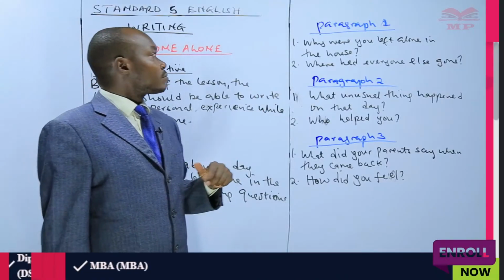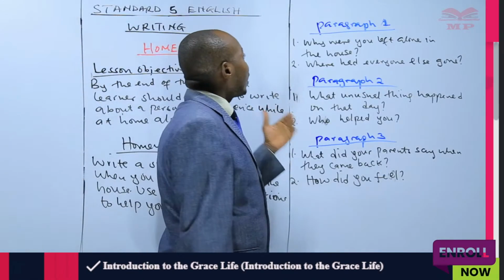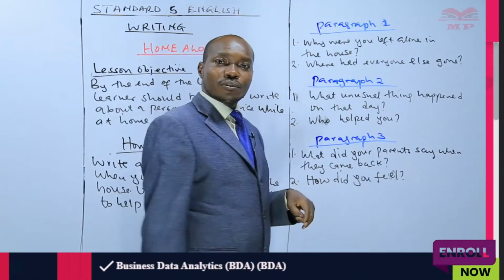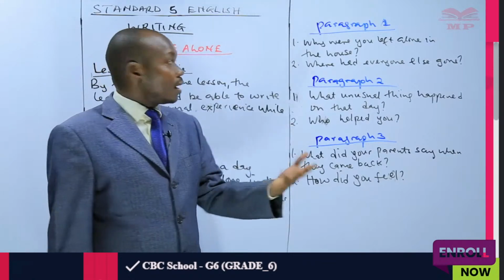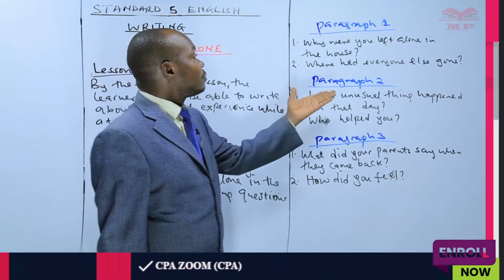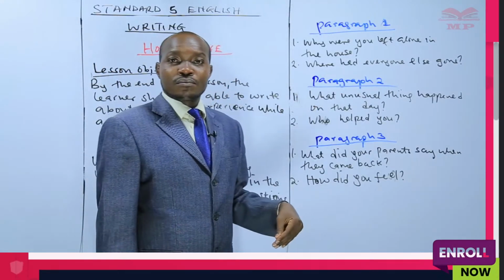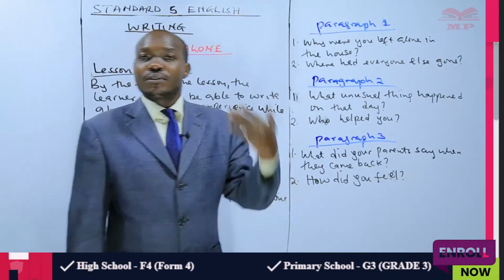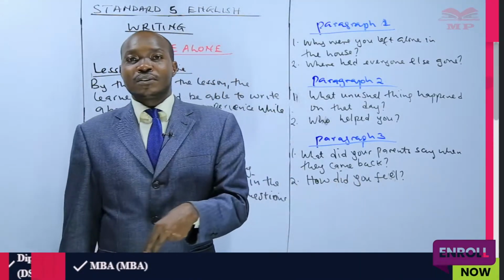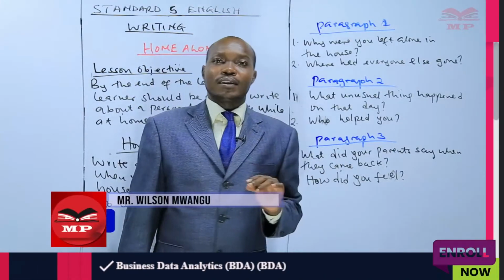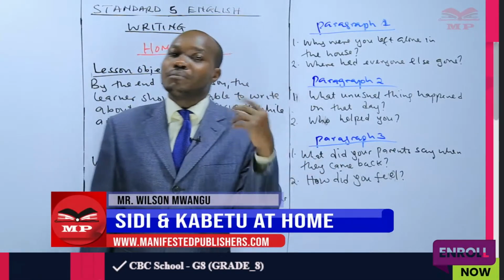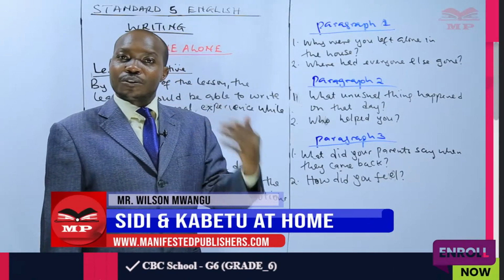Paragraph 1, why were you left alone in the house? Okay, tell us, why were you left alone in the house? Where had everyone else gone? So you have your parents, where had they gone? And so why were you left alone in the house? Tell us that in the first paragraph. Of course, you are going to tell us your name. Okay, tell us your name.